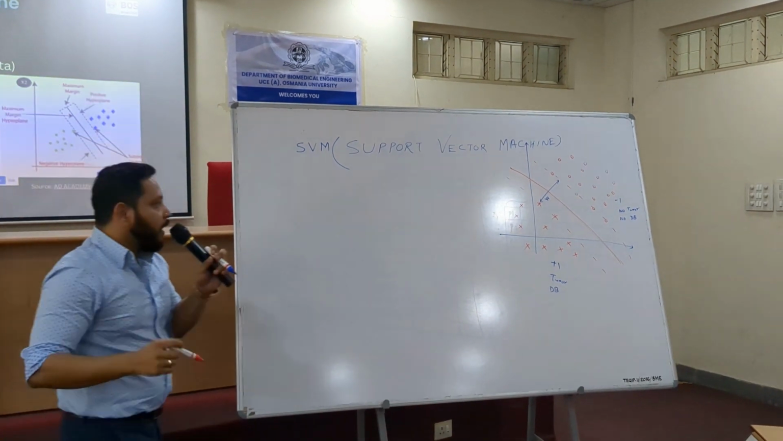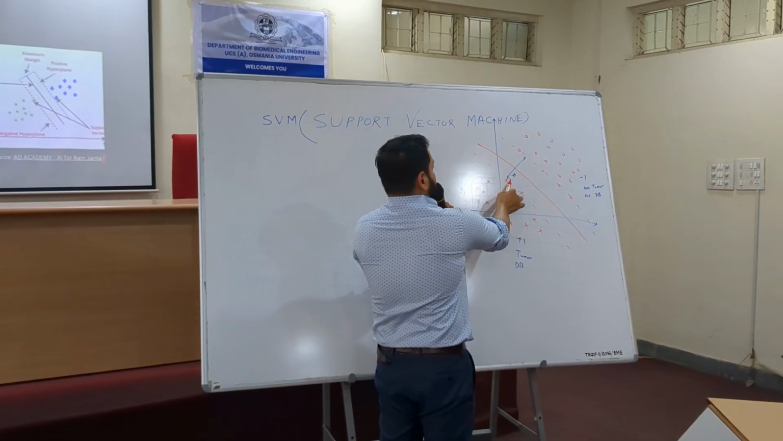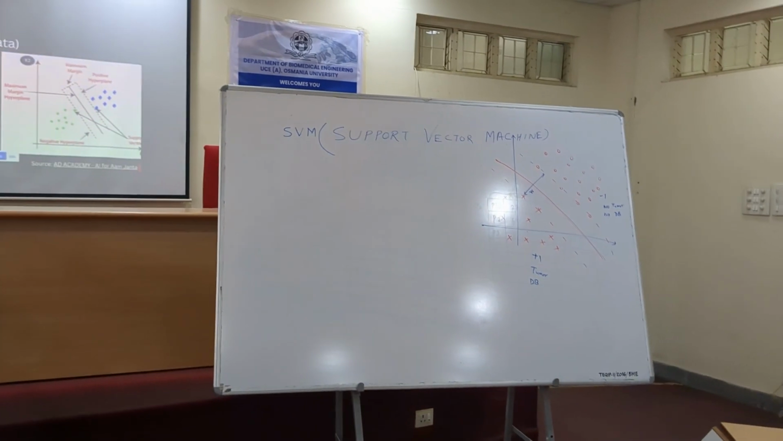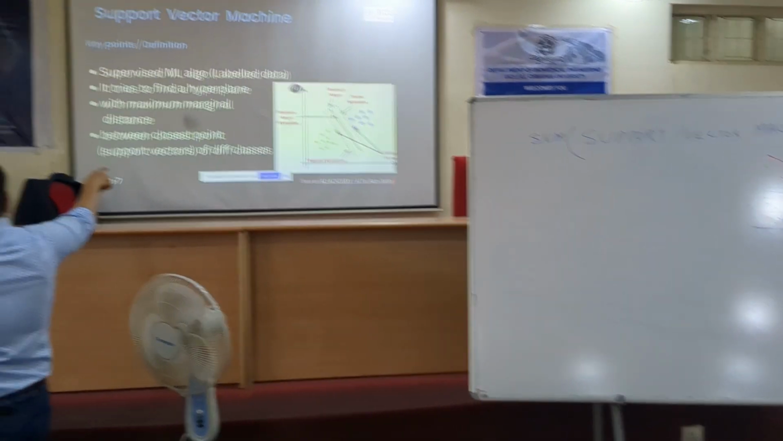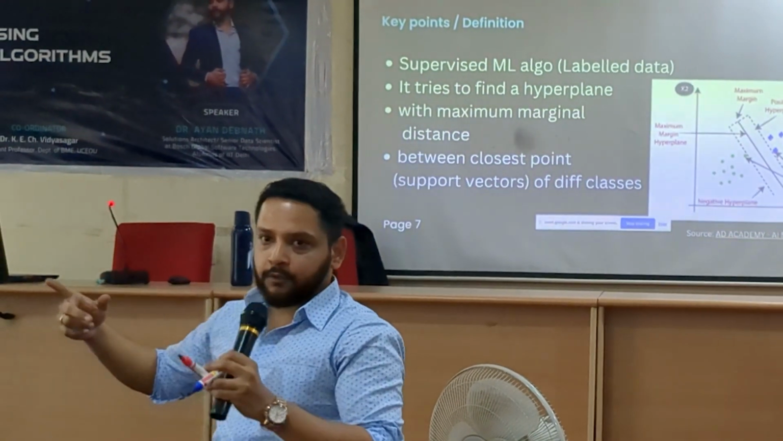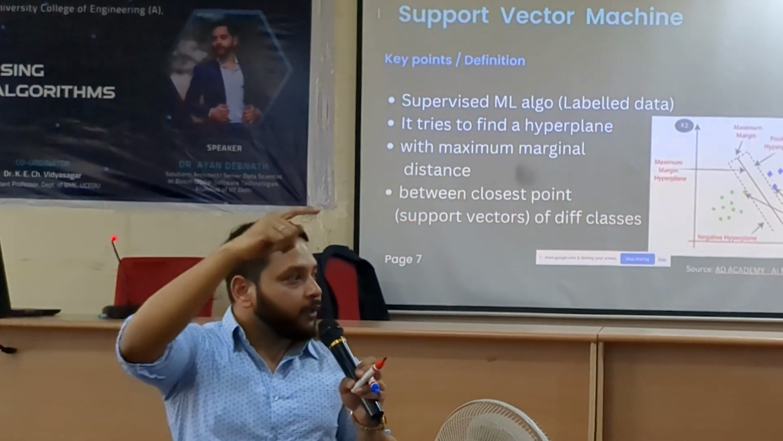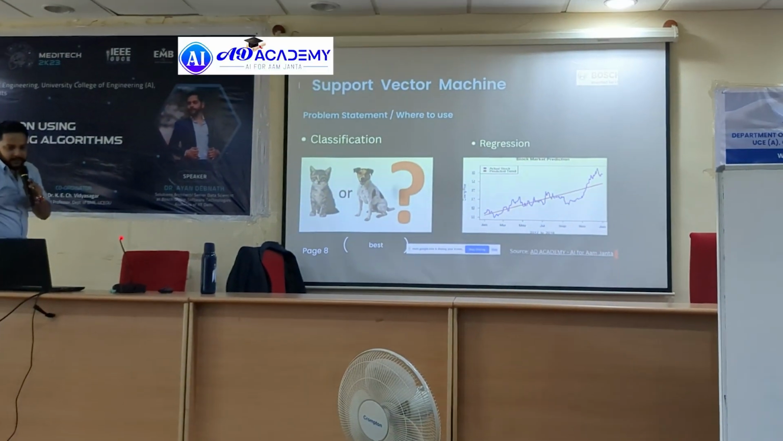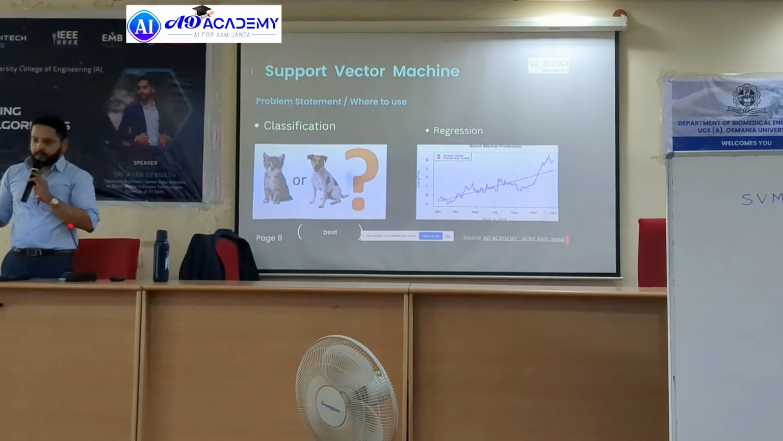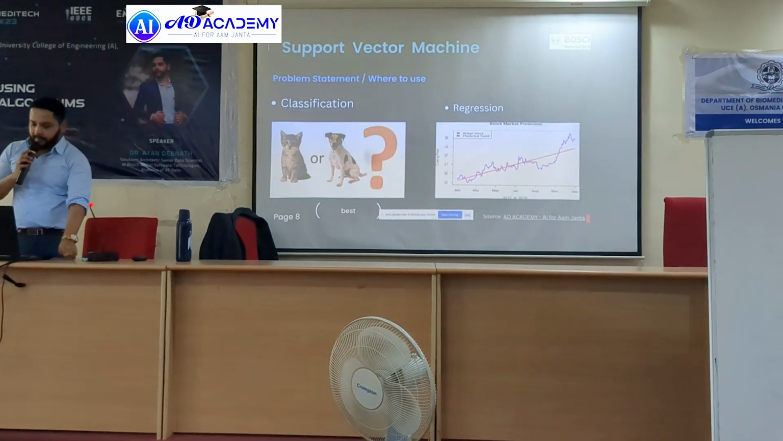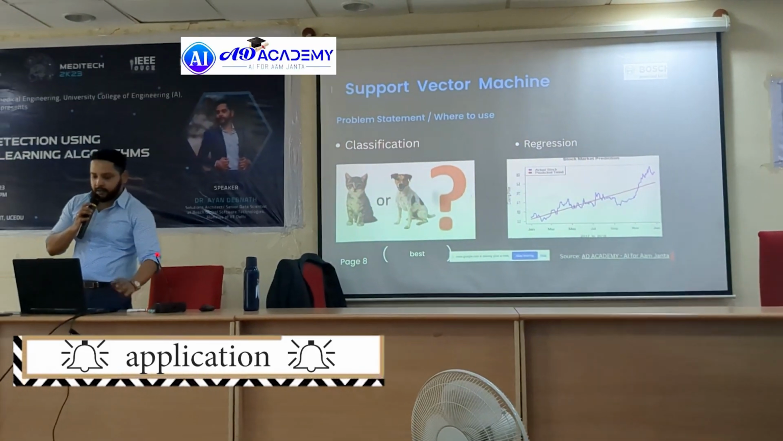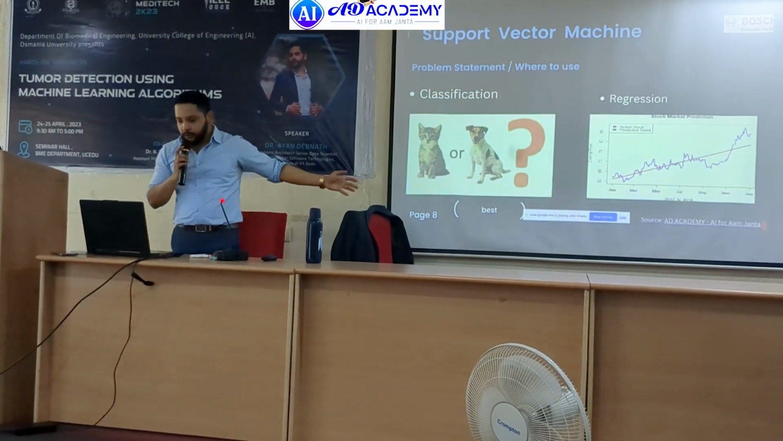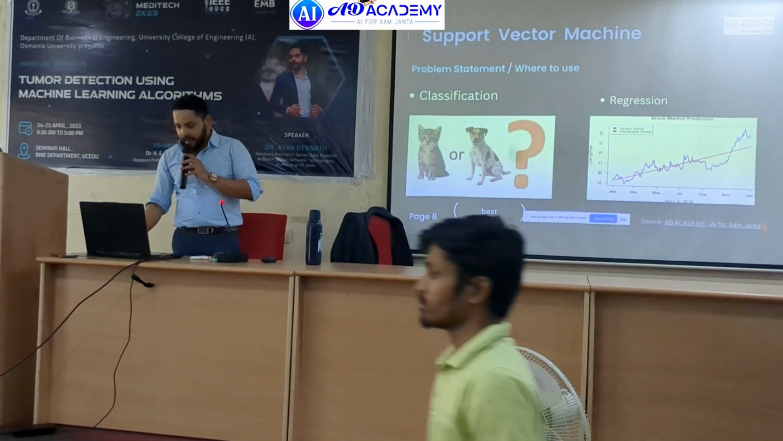And the nearest data points which we are getting are called support vectors. Here it is mentioned: between the closest points, support vectors are of different classes. So we have different classes, but those points which are closest to the hyperplane are known as support vectors. Next thing is that when we are using the support vector machine, just as an example I have given classification: dog versus cat, tumor versus no tumor, where we can use this support vector machine. We should know where to use, which one to use. And then another is regression.